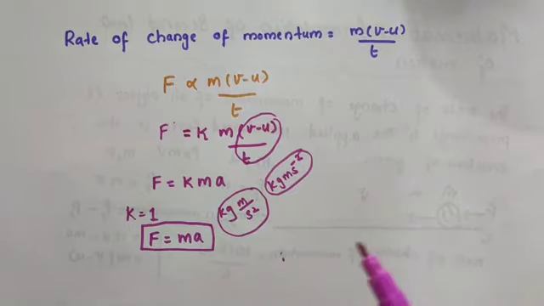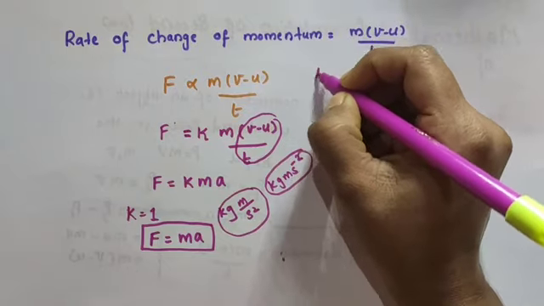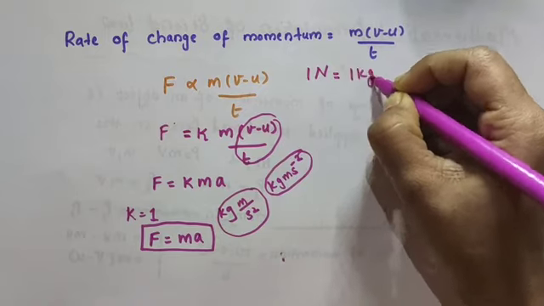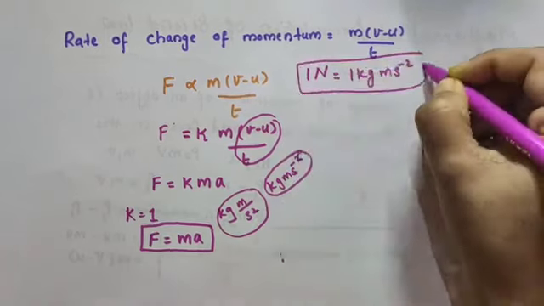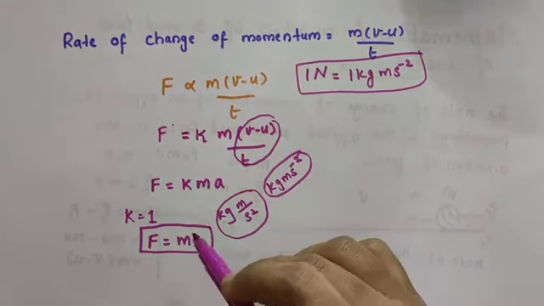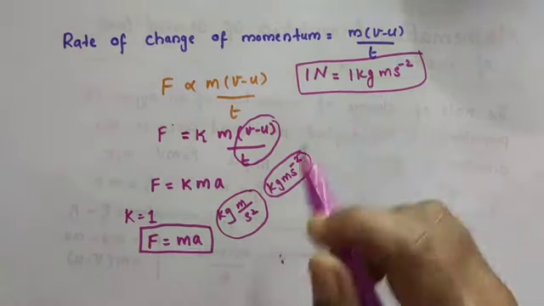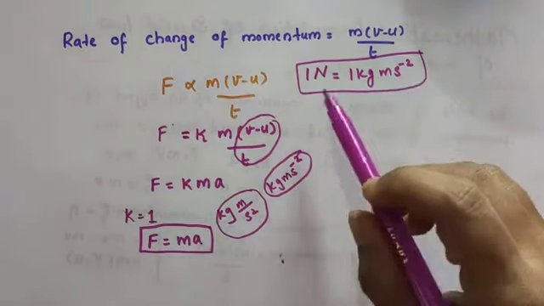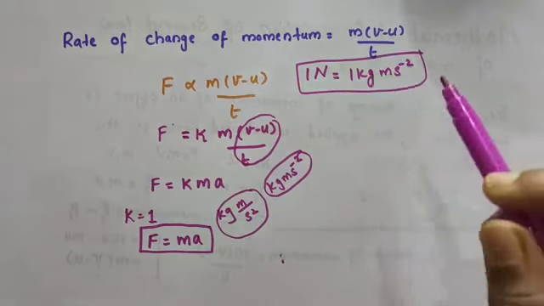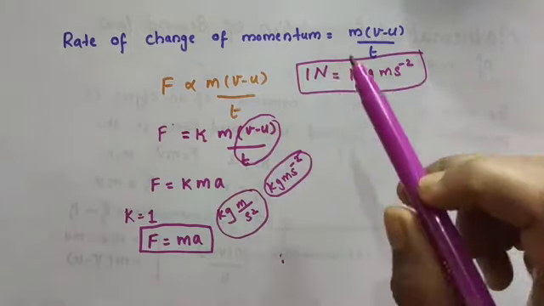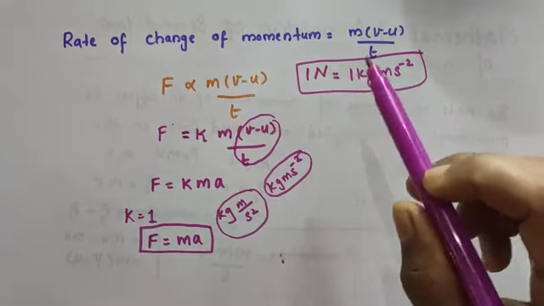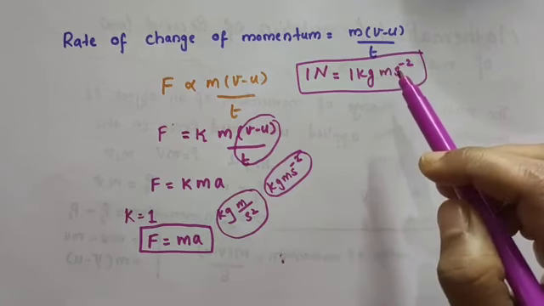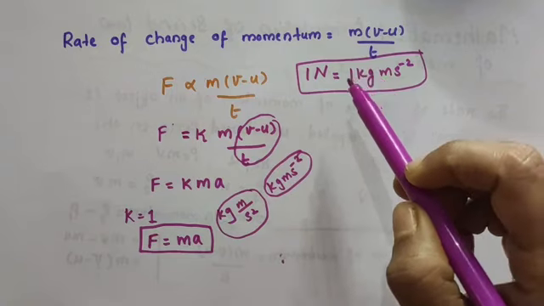We usually take the SI unit of force as Newton, which is named after Sir Isaac Newton. So we can write 1 Newton as 1 kilogram meter second raised to minus 2. That is the SI unit of mass, kilogram, into the SI unit of acceleration, meter per second square. So we can define 1 Newton as the amount of force required to produce an acceleration of 1 meter second raised to minus 2 in an object of 1 kilogram mass.